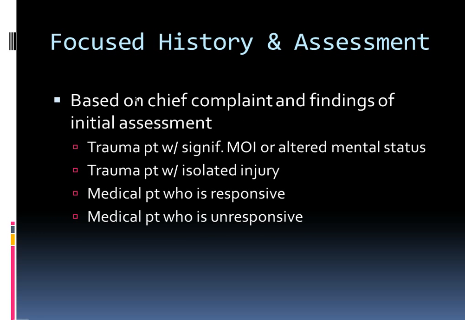So doing that focused history and assessment, it's based on the chief complaint and the findings of the initial assessment. So obviously we have the trauma patient with a significant mechanism of injury or an altered mental status, the trauma patient with isolated injury, medical patients who are responsive, and a medical patient who is unresponsive. So just basing that on the chief complaint and the findings of the initial assessment, what are we going to do with that trauma patient with a significant mechanism of injury or an altered mental status?